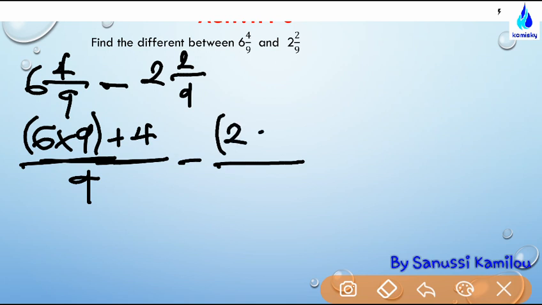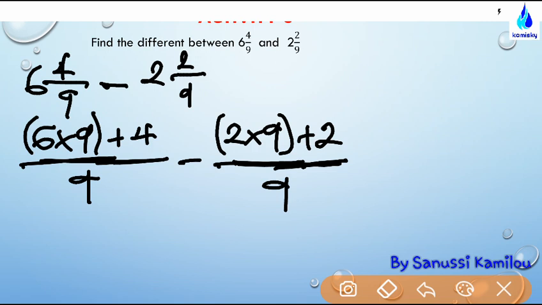2 times 9 plus what? 2. Very good. I'm using this one. 2 times 9 plus 2. Are you okay? Now, our denominator is 9. Very good. What will be our next step?